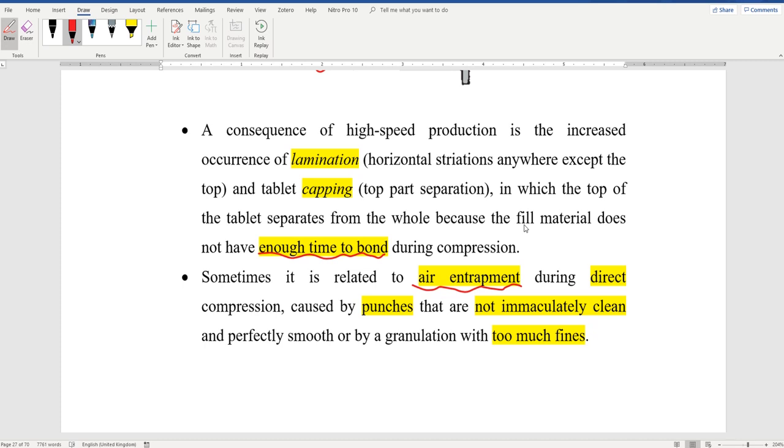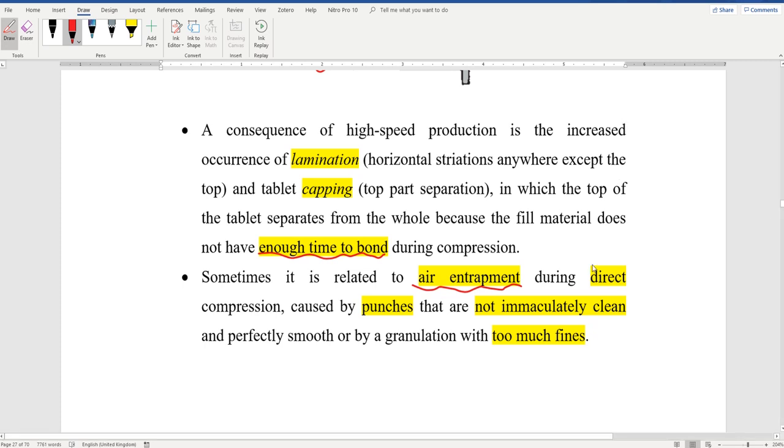Now, when you release the pressure, by the upper punch ascending and the lower punch descending, this air wants to expand, the air layer inside the tablet. When it wants to expand, what happens? It will break the tablet horizontally and result in lamination or capping.